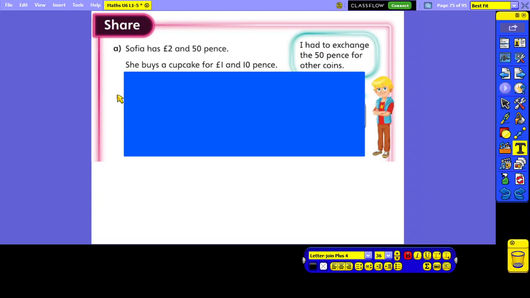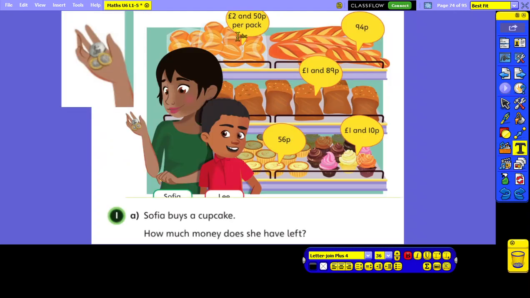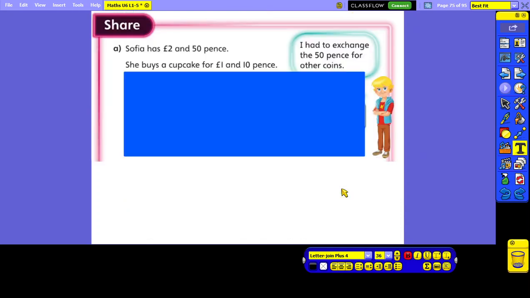Sophia had £2 and 50p, we agreed that, and she bought a cupcake for £1 and 10p. If you have a look, the cupcakes are down here for £1 and 10p. Now, Dexter here is telling us that he exchanged 50p for the £1 coins, and we'll talk about that in a moment. What I'd like to do now is just show you what we're going to do.